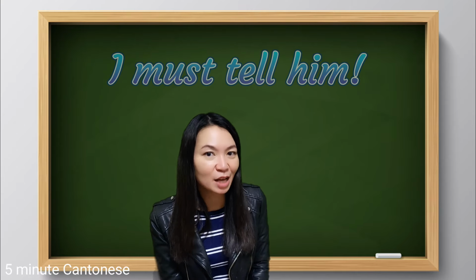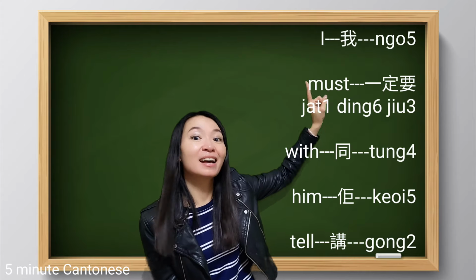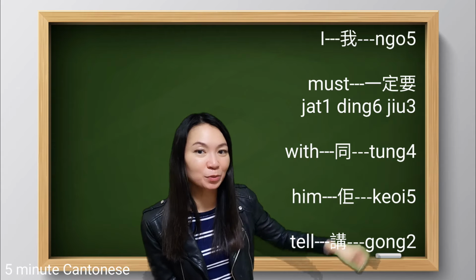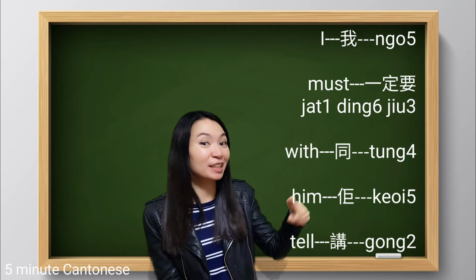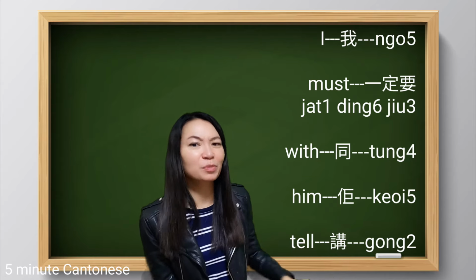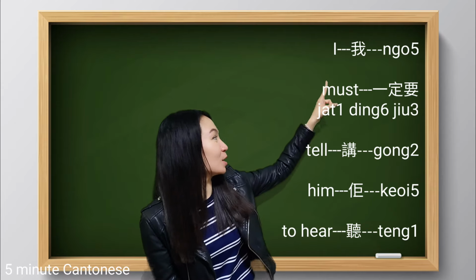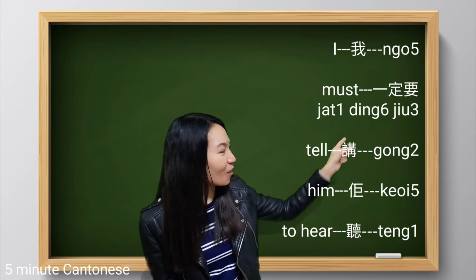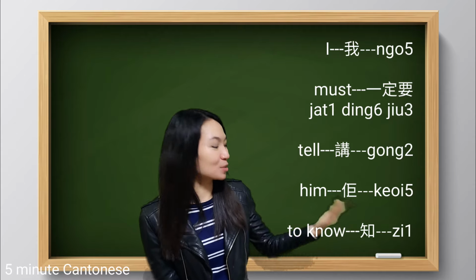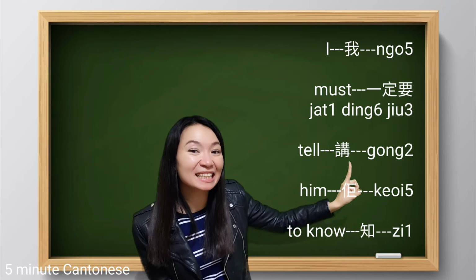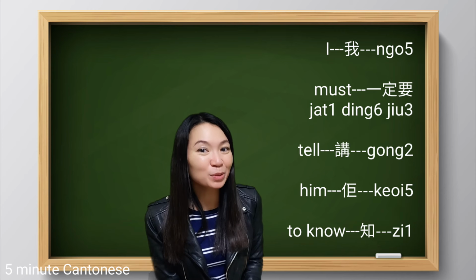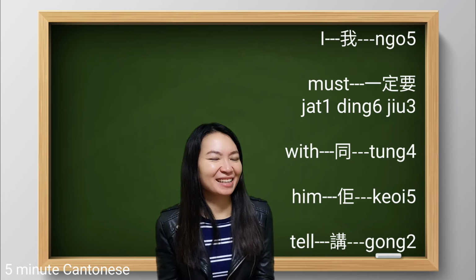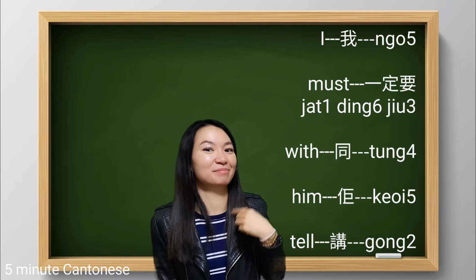Okay, now let's make a very simple sentence. For example, I must tell him or I must let him know. How to say? I, 我, must, 一定要, 我一定要. Okay, remember how to say to tell him? Yes, we can either use with: 同佢講, 我一定要同佢講. Or, 我一定要 tell him to hear, 講佢聽, 我一定要講佢聽. Or, to tell him to know, 我一定要講佢知.